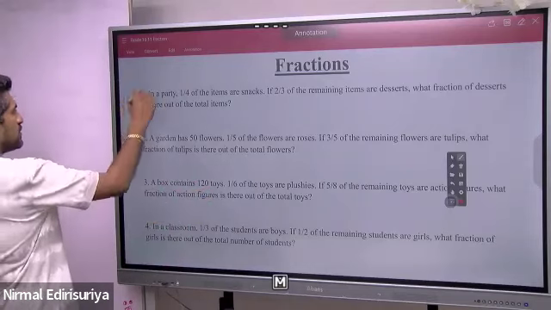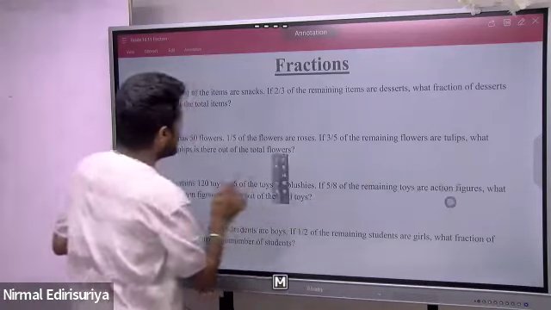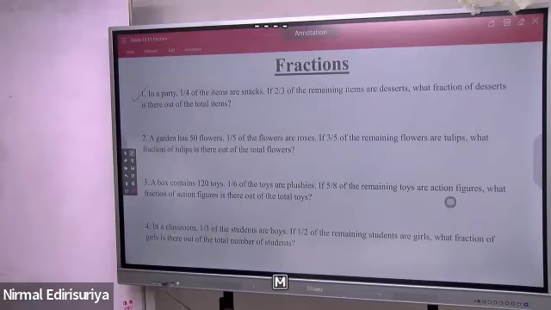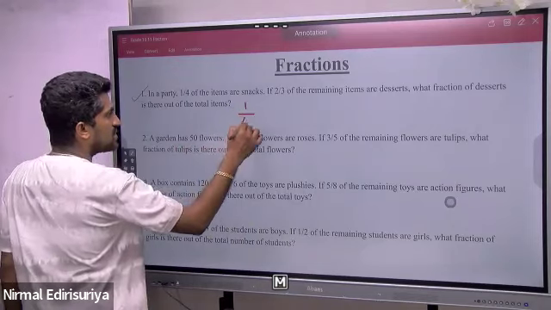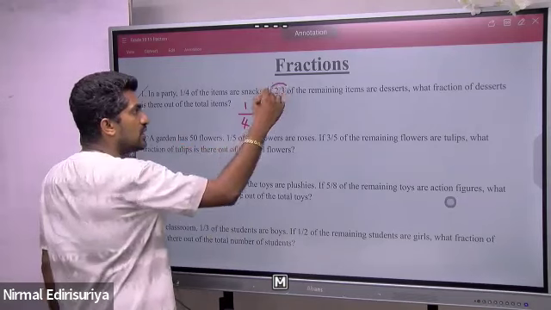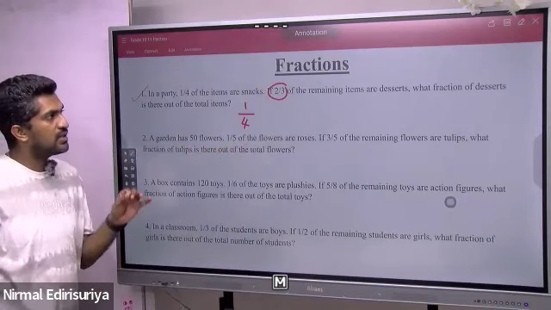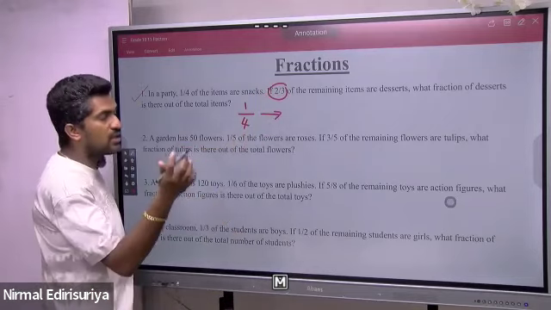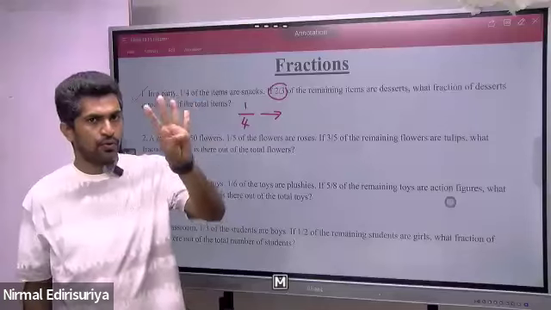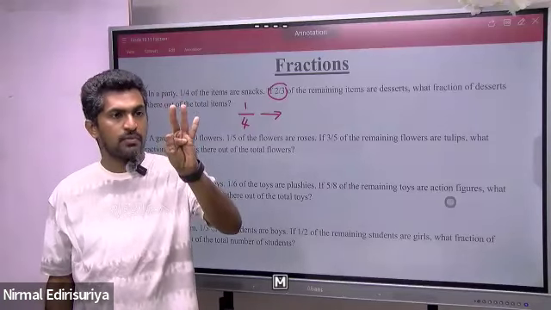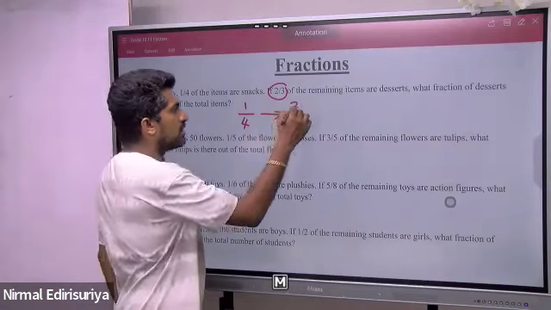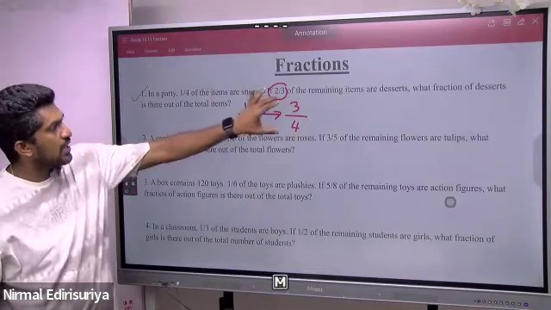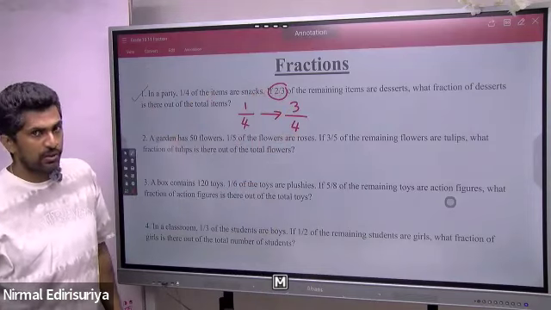Example, let's try to do this first question. In a party, one fourth of the items are snacks. If two-thirds of the remaining items are dessert, that means if one fourth is snacks, what is the remaining after one fourth? There are four parts, one fourth is snacks. That means three-fourths is the remaining. If one-fourth is the fraction of snacks, three-fourths is the remaining fraction.